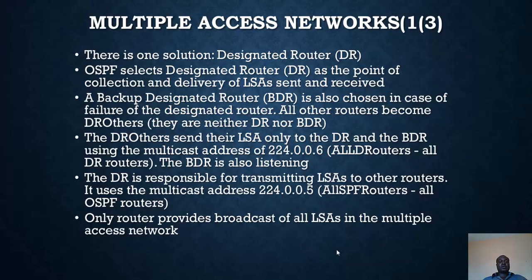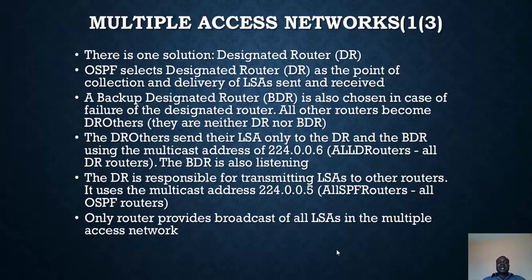For the multiple access network, there is one solution: the designated router. OSPF first selects a designated router as the point of collection and delivery of link state advertisements, send and receive. A backup designated router is also chosen in case of failure of the designated router. All other routers become DROthers, and they form adjacencies with either the designated router or the backup designated router.